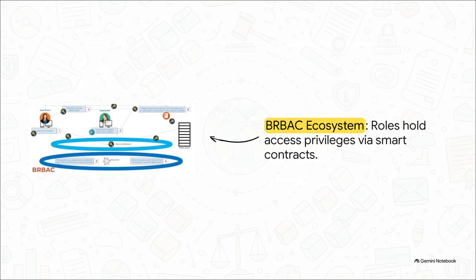Alternatively, we've got the BRBAC model. That's blockchain role-based access control. Instead of individuals, this approach assigns roles to users, and those roles hold the access privileges. So when a user tries to access a dataset, it instantly triggers a smart contract on the blockchain to pull their role and verify their rights. This completely automates the enforcement and proof pillars of sovereignty we talked about earlier. It's totally seamless and, of course, fully auditable.